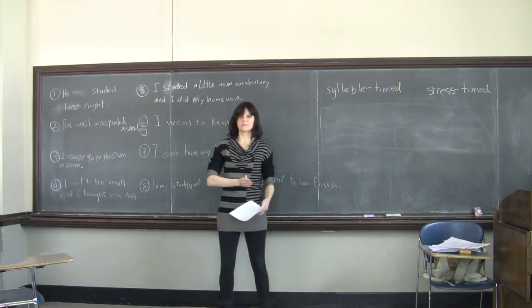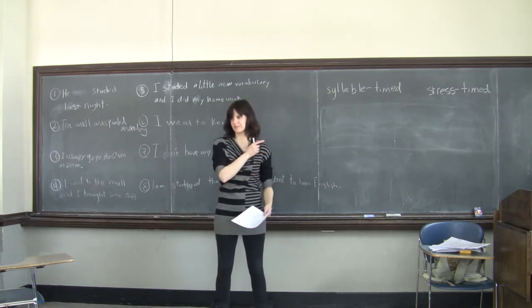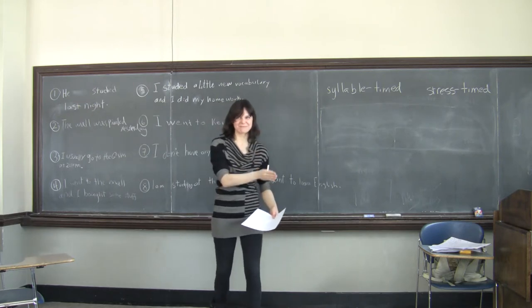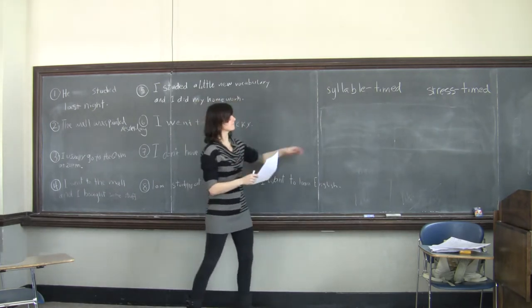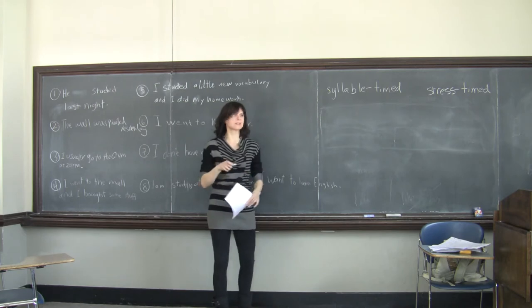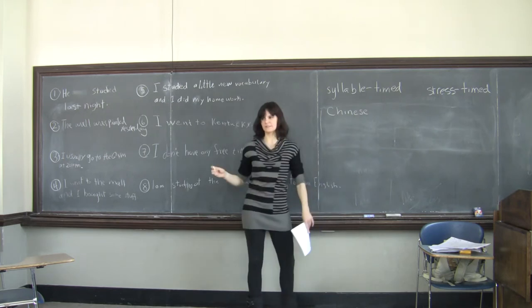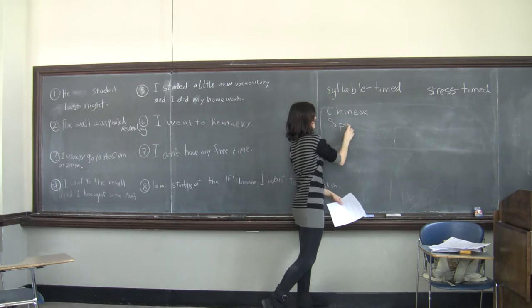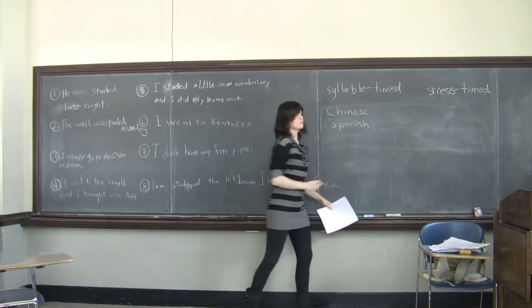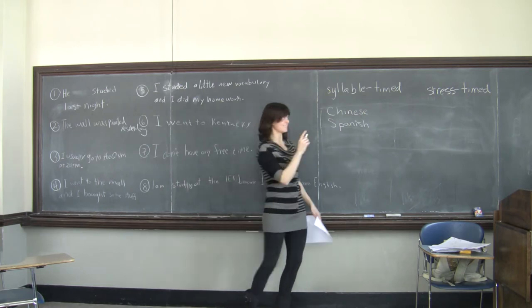So, for example, remember the syllable video with robot speech we watched? Where we said, I am very hungry, like that? Each syllable, same amount of time and rhythm, right? So, one example of a language that has syllable timing is Chinese. Each syllable, same time, or Spanish. Can you think of more? Good, very good.